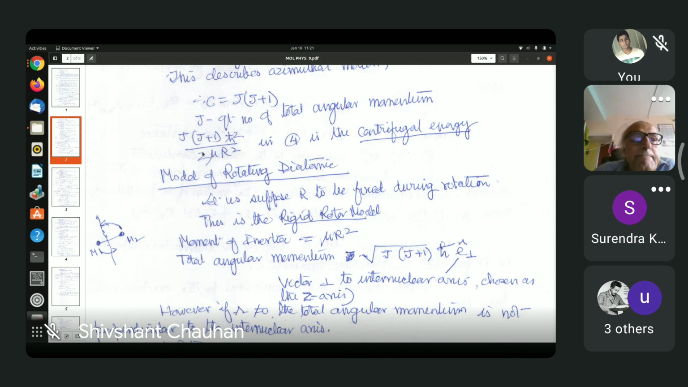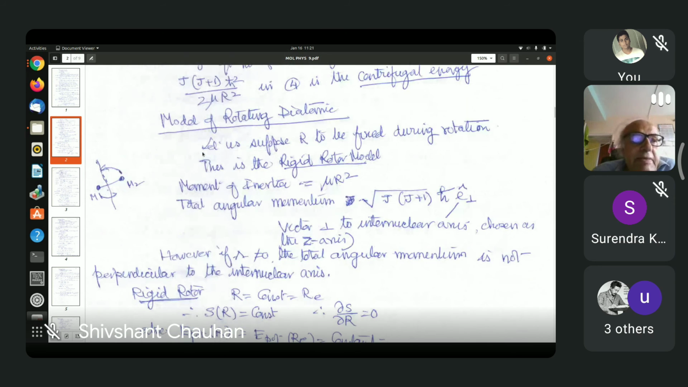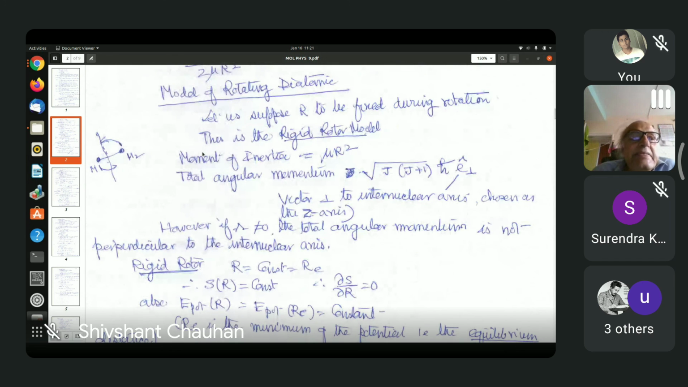No, sir. So we take the model of rotating diatomic, first concentrate on rotation only, that is on the angular part. That means the radial part we fix up. Radial distance between the two nuclei is fixed, and we take it to be capital R. So if the molecule rotates about the center of mass like a rigid rotator, the internuclear distance does not change during the rotation. It remains R.